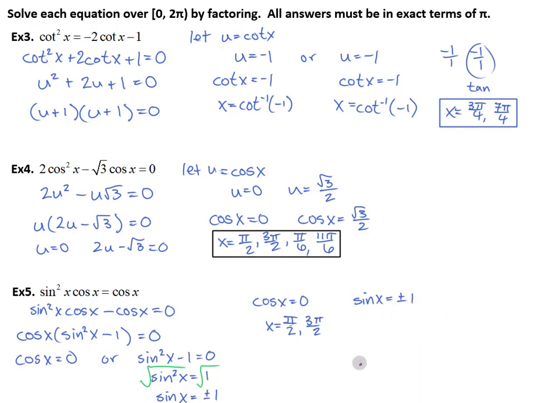And where's sine negative 1? Well, that's also at 3 pi over 2. So we ended up getting some repeated solutions, which we don't necessarily need to repeat twice in our answer list. But this is both where cosine of x is 0 in both of these two values, and where sine is positive 1 and negative 1.